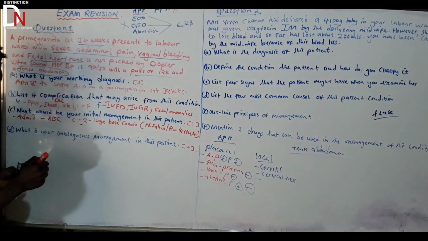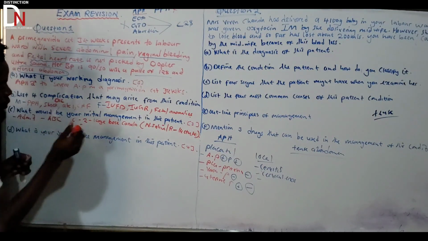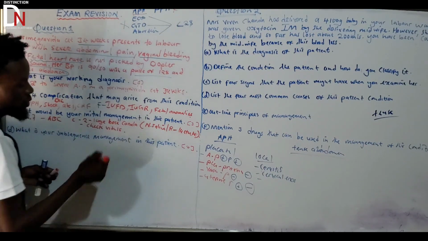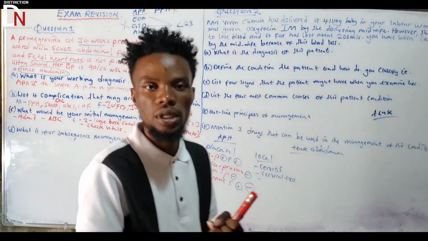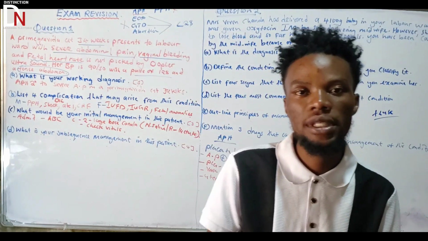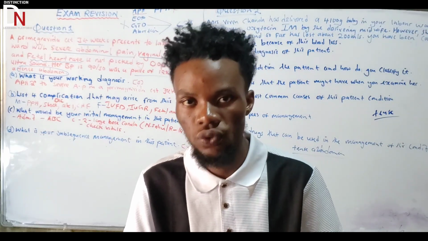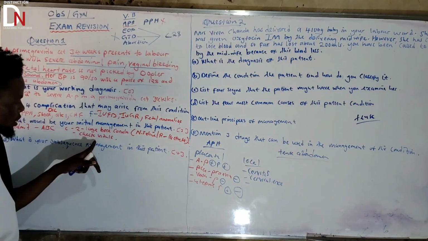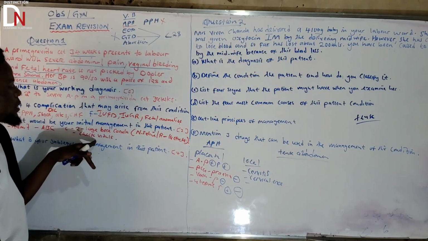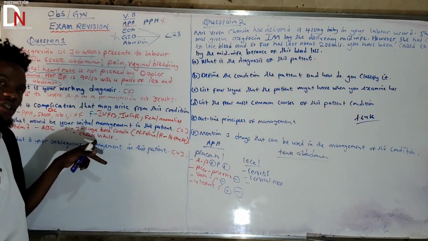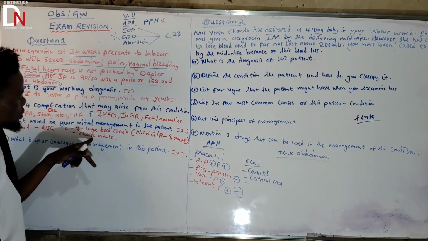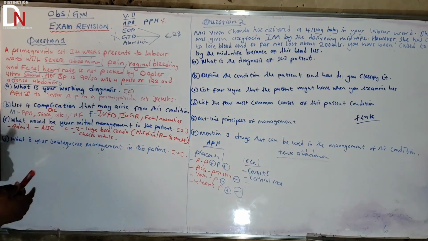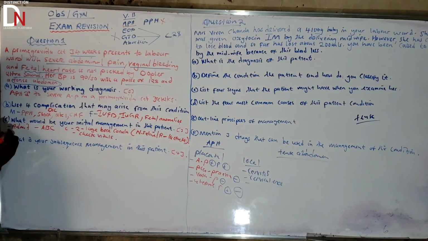What is the other thing that you can do? Then you can also check vitals. What vitals? Pulse rate, blood pressure, respiratory rate, oxygen saturation. You check all those things under vitals. So after checking vitals, what are you supposed to do next? The next thing is that you need to start monitoring.